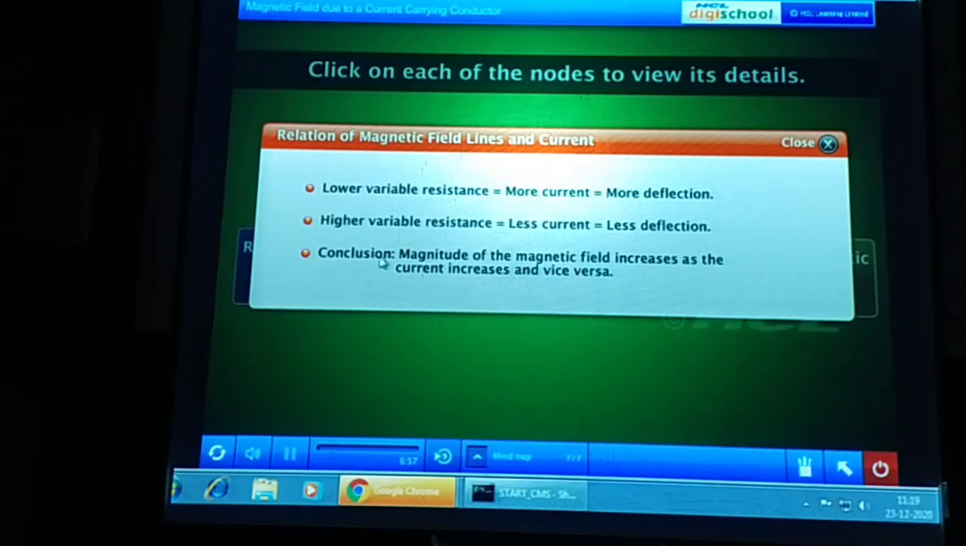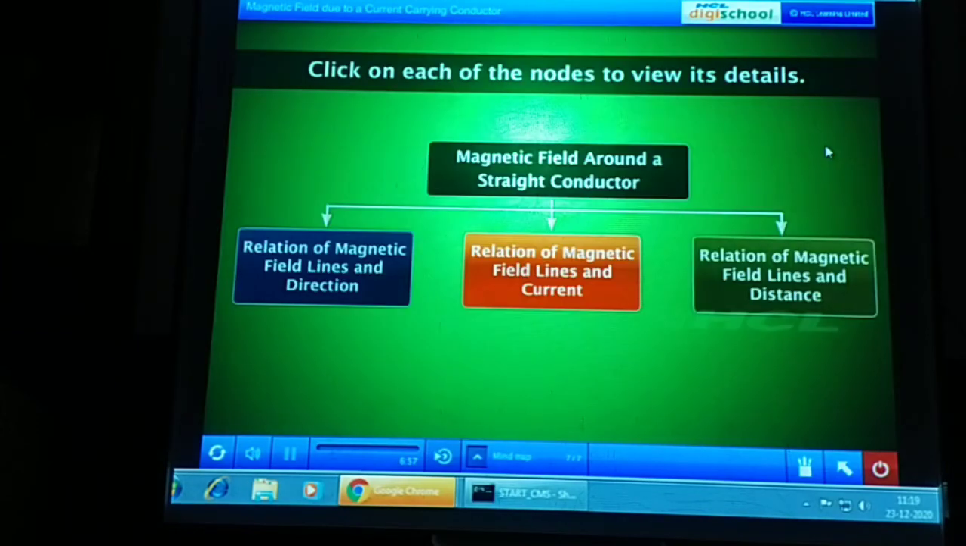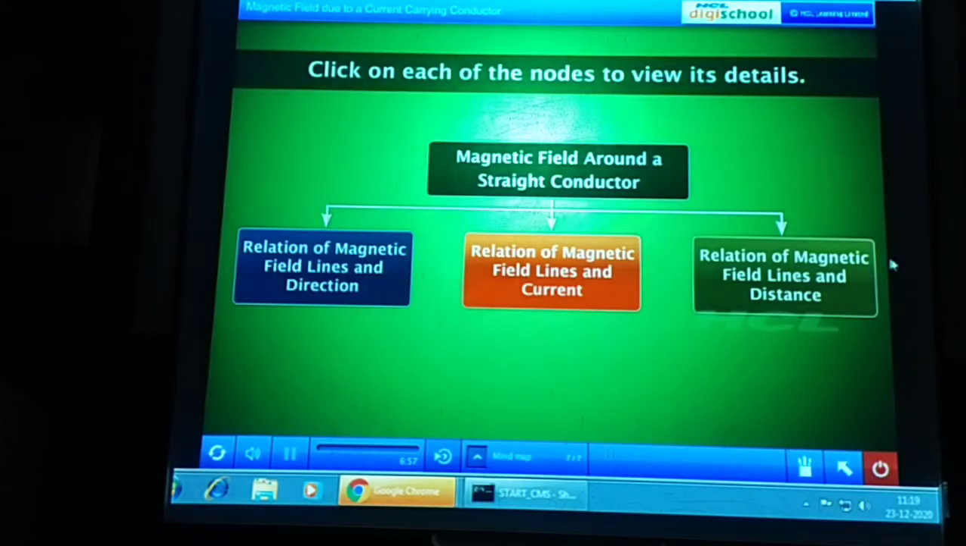और कॉन्क्लूशन क्या आता है इससे? Magnitude of the magnetic field increases as the current increases and vice versa. करंट इंक्रीज करते जाएंगे तो डिफ्लेक्शन उसके अकॉर्डिंग चेंज होती जाएगी और कम करते जाएंगे तो कम होती जाएगी. Relation of magnetic field lines and distance.